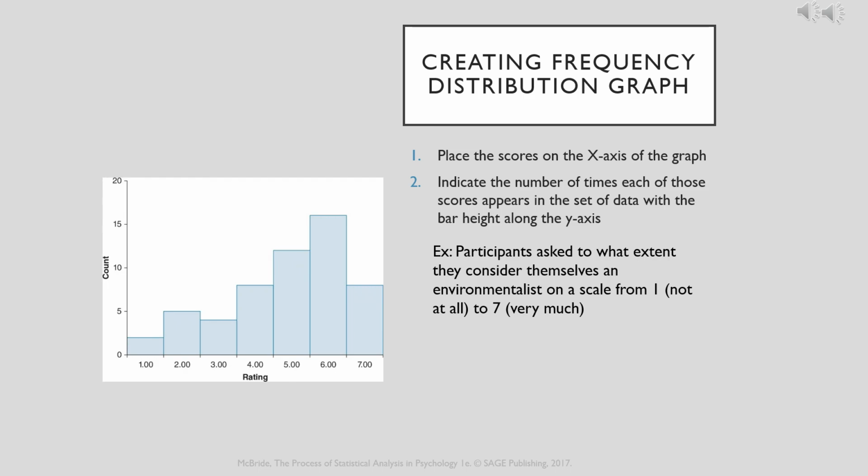So to create a frequency distribution graph, in this case a histogram, you're going to first, on the x-axis, the horizontal axis, place all the possible scores for this scale, 1 through 7. On the y-axis, the vertical axis, is frequency or count, right? So how many of the participants obtained each of those ratings from the scale? So again, 12 people got a score of 5, so you would take the score of 5 on the x-axis and mark a score of 12 on the y-axis, and where those things meet, that's going to be the top of the bar for that score.